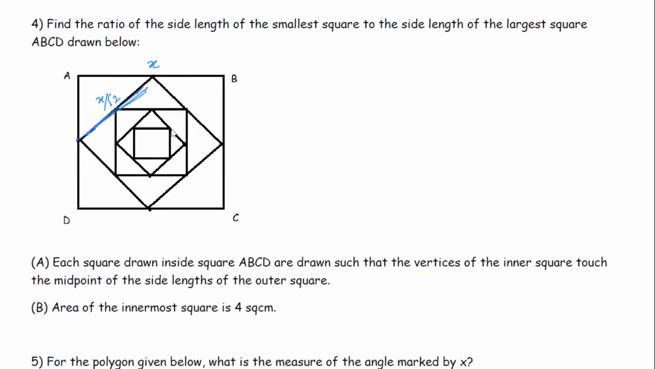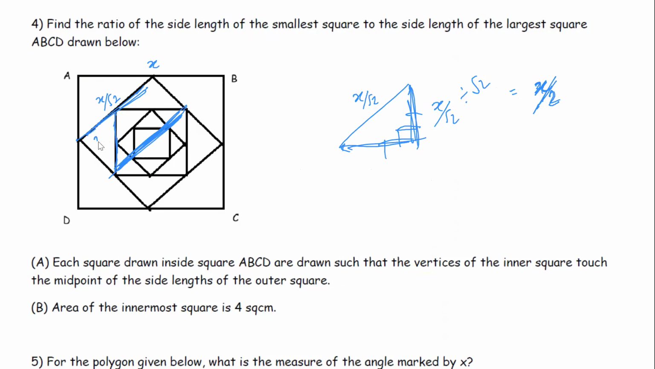And this side is the diagonal of the third square. So when we look at the third square, if this is x by root 2, then these two sides out here, because of the right isosceles triangle, are equal. So it'll be x by root 2 divided by root 2, which is nothing but x by 2. So now we know that this side is basically x by 2, and so on, we can figure it out.